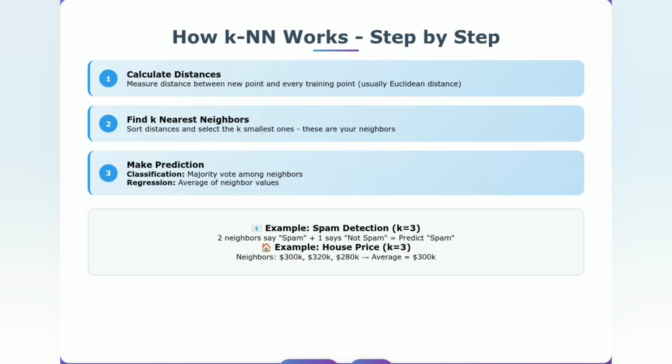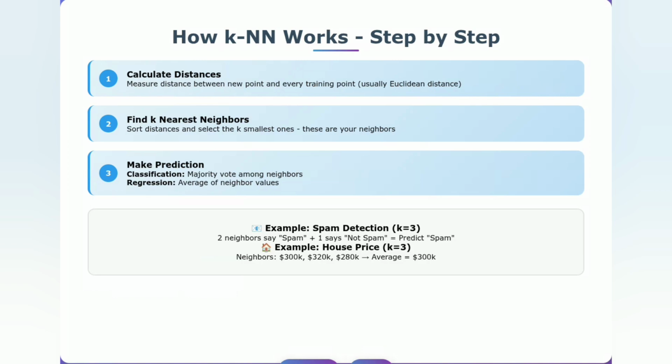Step 3. Make the prediction. For classification problems, we take a majority vote among these K neighbors. For regression problems, we typically take the average of their values. Let's say we're classifying emails as spam or not spam, and K equals 3. If 2 of the 3 nearest neighbors are spam and 1 is not spam, we predict spam. For regression, if we're predicting house prices and our 3 nearest neighbors have prices of 300K, 320K, and 280K, we'd predict 300K as our answer.